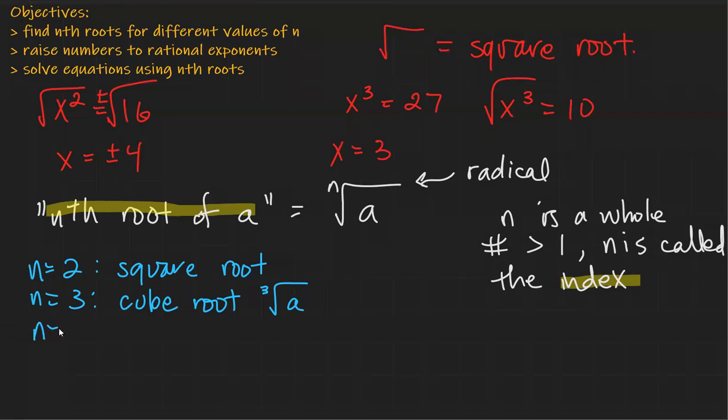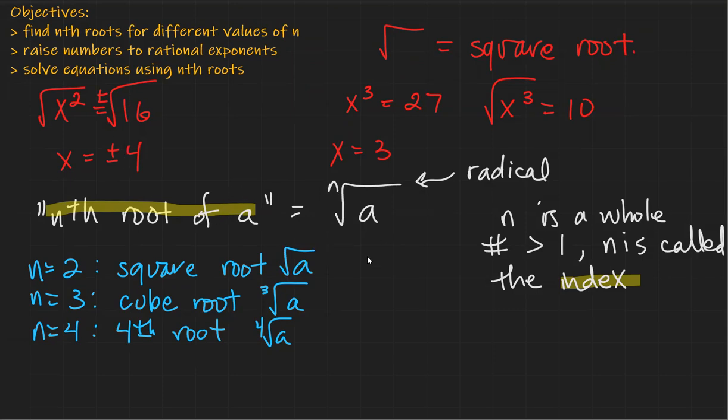And then n equals 4. From then on, it's just kind of boring. It's just the 4th root. And then for 5, it's the 5th root, the 6th root, so on and so forth, right? But that just means we put that number as the index on the radical. Okay, so that's kind of how, and I forgot to write square root. So that's kind of how that stuff is going to work.